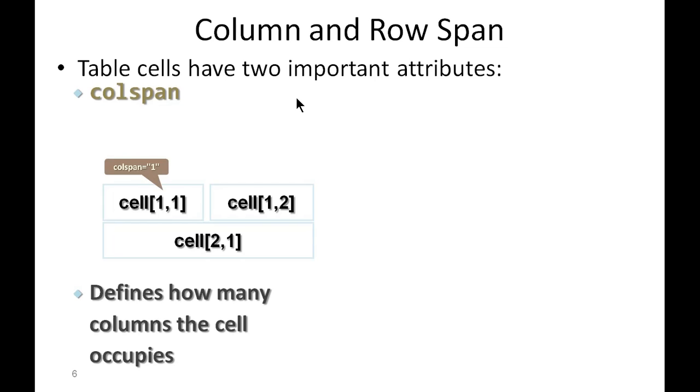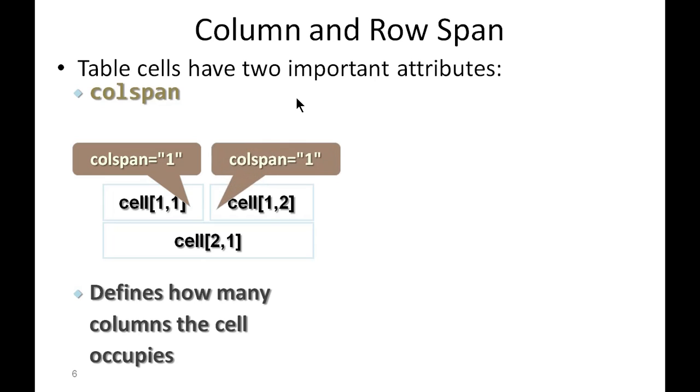In the same way, I have a pop-up here. You can see the first cell has column span equal to 1, the second cell has column span equal to 1, and the third cell, which is below the above cells, has column span 2, because it is occupying two columns. I think all of you have understood this.